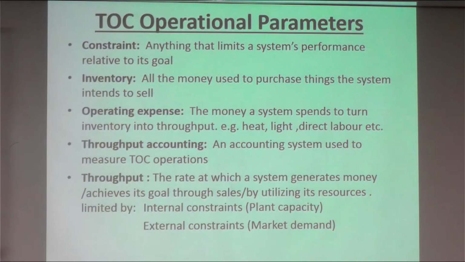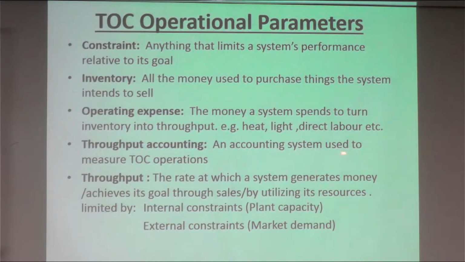POC operational parameters that define constraint: anything that limits the system's performance relative to its goal. Inventory: all the money used to purchase things that the system intends to sell is known as inventory. Then operating expenses: the money a system spends to turn inventory into throughput, that is heat, light, direct labor, rent, whatever. These are all operating expenses.